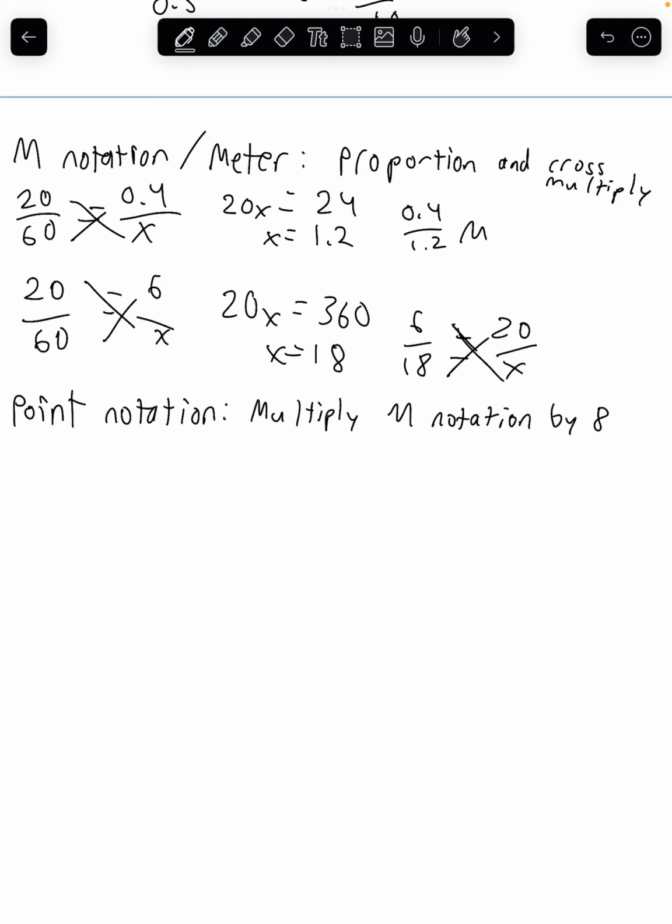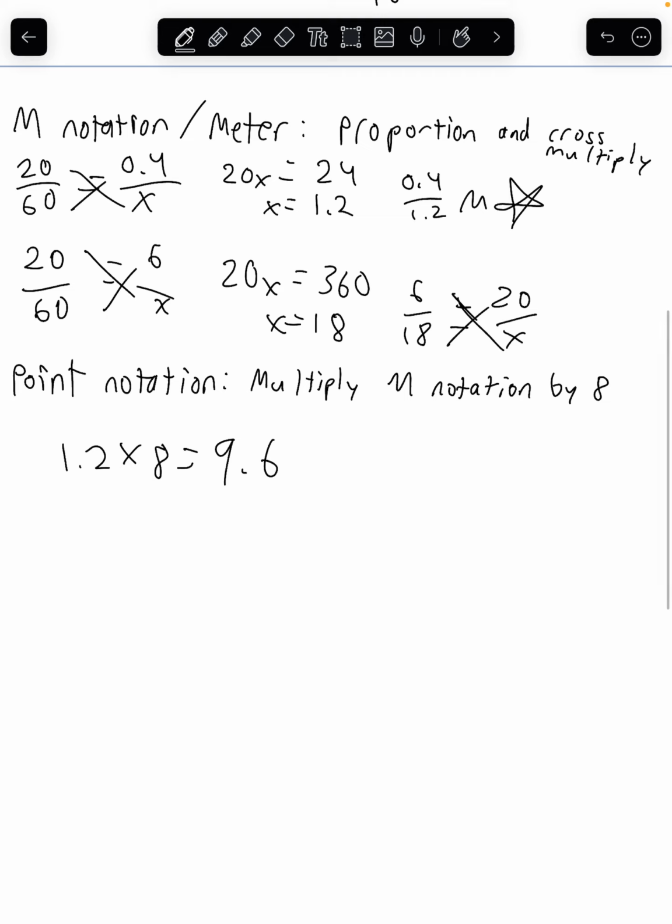The last one is point notation. So you just take whatever the M value is and you multiply it by 8. So for 20/60, we know that it's 0.4 over 1.2. So we can do 1.2 times 8, which is 9.6. So that's your answer.